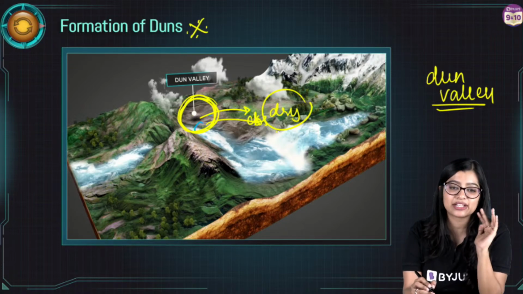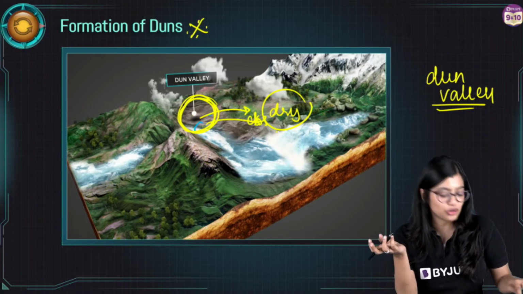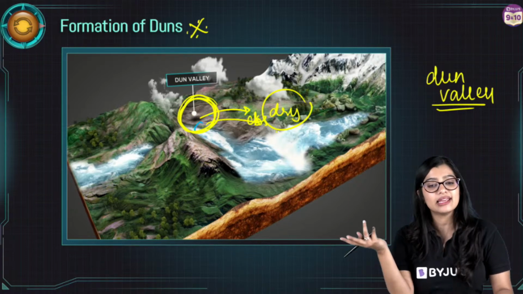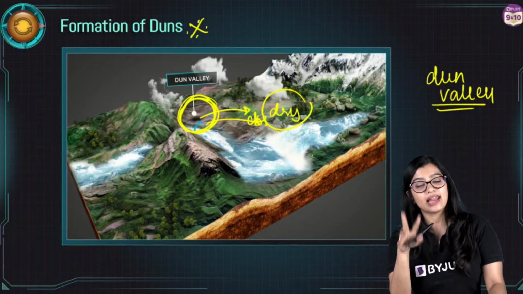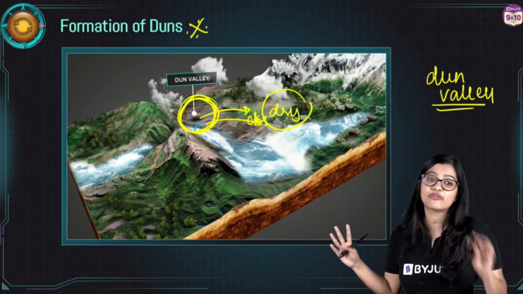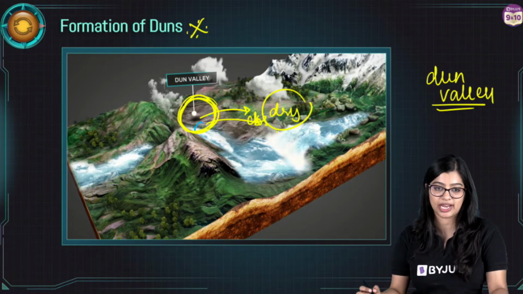So this is just an extra pointer. Now you only need to know what is dune and you only need to know the examples. But I am telling you how it is formed. So like I said, I will not go too much into the depths of it, but I'll give you enough information for all of you to understand what is what, right?